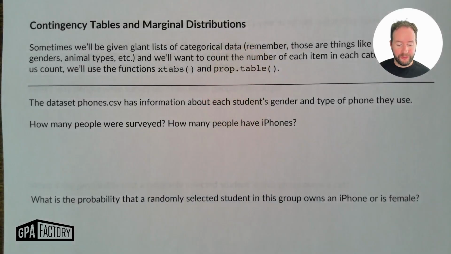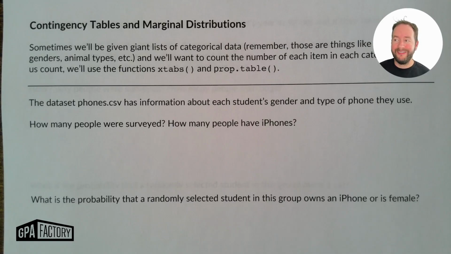Okay, it's time to take everything we've learned about probability and apply it to RStudio. We're going to be making contingency tables and marginal distributions in this video. Sometimes we're given giant lists of categorical data. Remember, these are things like names, states, genders, animal types, and so on. And we'll want to count the number of items in each category.